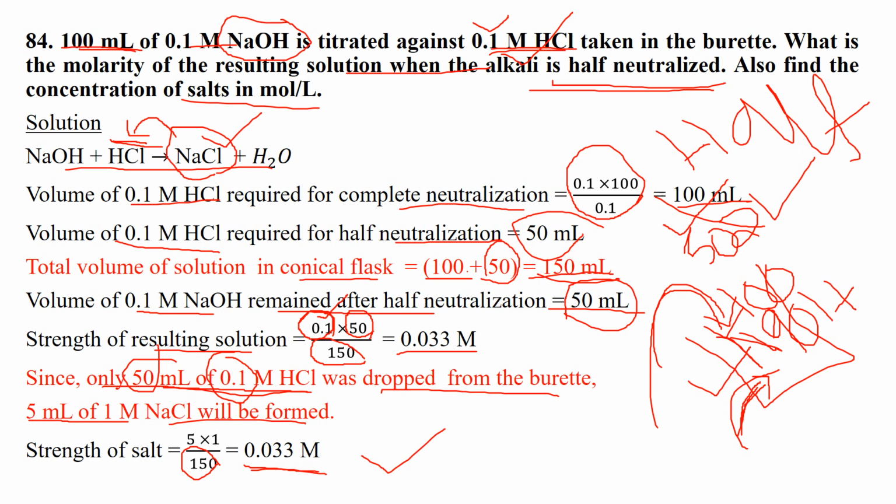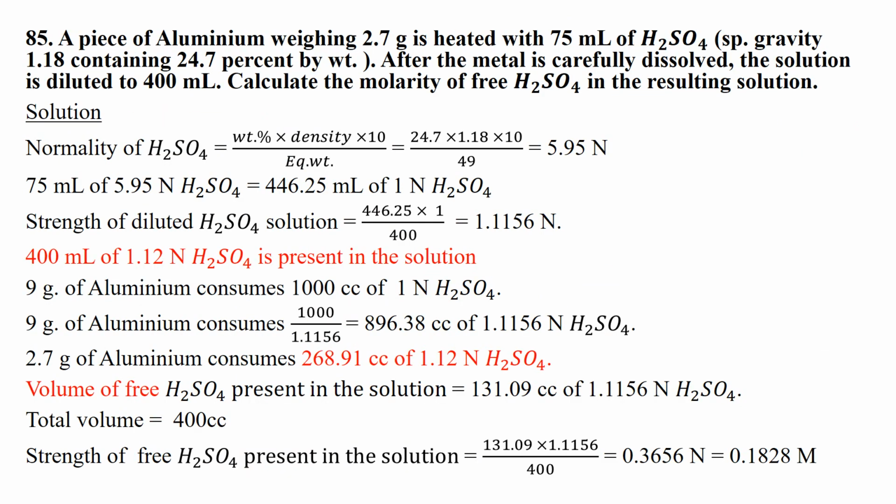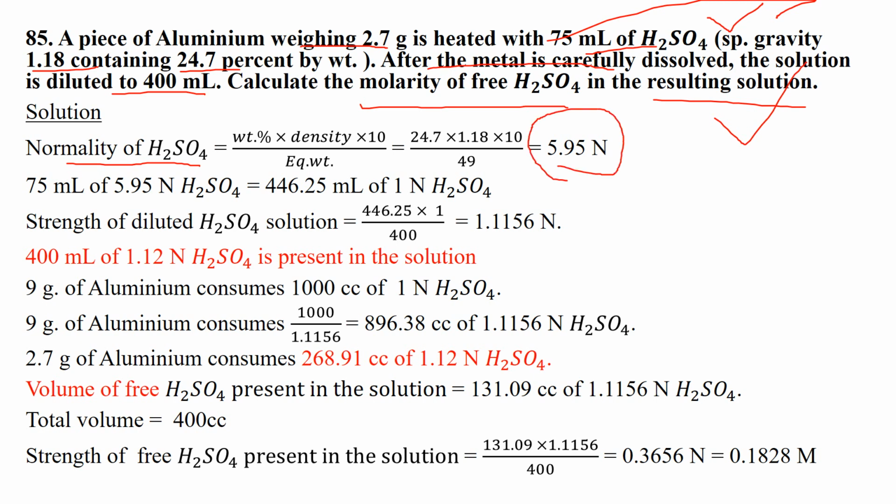Very important question. A piece of aluminium weighing 2.7 gram is heated with 75 ml of H2SO4, specific gravity 1.18 and 24.7% by weight. After the metal is carefully dissolved, the solution is diluted to 400 ml. Calculate the molarity of free H2SO4 in the resulting solution, right? We have to calculate the molarity of free sulfuric acid present in the resulting solution. First of all, calculate the normality of sulfuric acid by using the concept of specific gravity and weight percentage. Answer will be 5.95 normal.